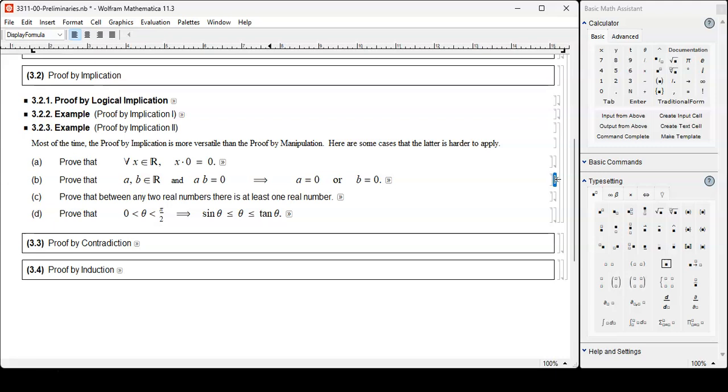Prove that between any two real numbers there is at least one real number. Okay, this time this one is an existential quantifier. We went through a problem on universal quantifier, and this too is actually universal quantifier as a matter of fact. And in this case, yeah, we're dealing with at least one. They exist, so that's an existential quantifier. So between any two real numbers, okay, that's universal quantifier. And you can write like this.